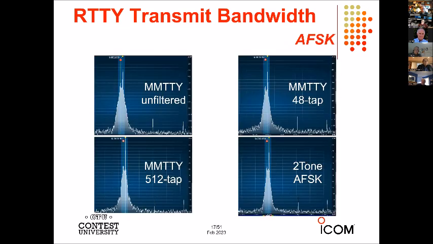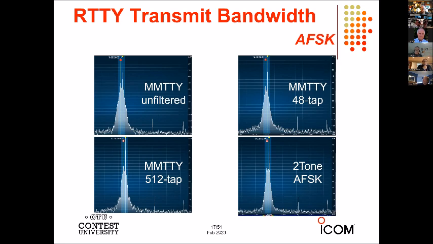So I'm going to go through a couple of graphs just to illustrate the point here. The upper left graph is MMTTY unfiltered. So this is AFSK transmission, and there's no filtering in the encoder, that is in the MMTTY software. The upper right signal is with some filtering, and the filtering on transmit in MMTTY is a tap setting. I won't go into what all that means, but the higher the number of taps, the narrower the transmit filter is. So the default, when you install MMTTY, is 48 taps. If you don't change anything in MMTTY, you'll get 48 taps, and you'll get this upper right transmit signal, which is pretty nice. You can see it's narrower than the unfiltered in the upper left.